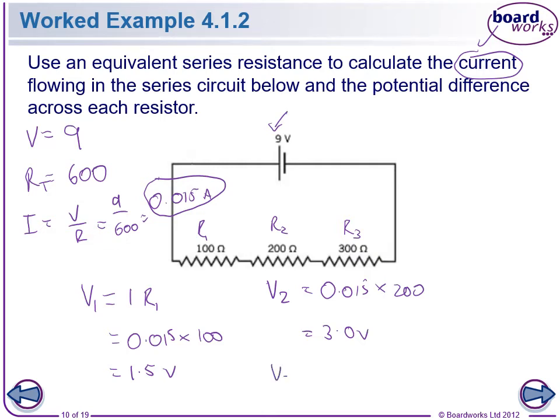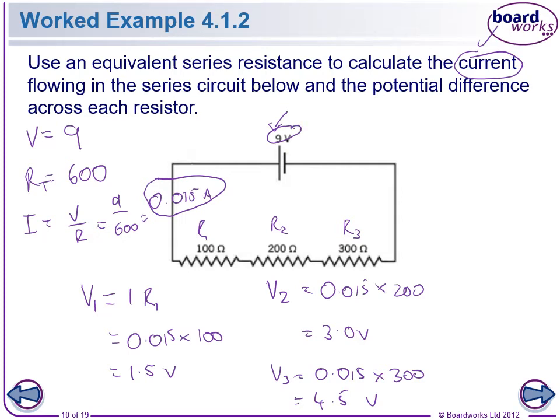V3, 0.015 multiplied by 300 gives us 4.5 volts. Okay, so let's just check now that these answers are okay. 1.5 plus 3 gives us 4.5, plus 4.5 gives us 9, which is the same as our voltage up there.